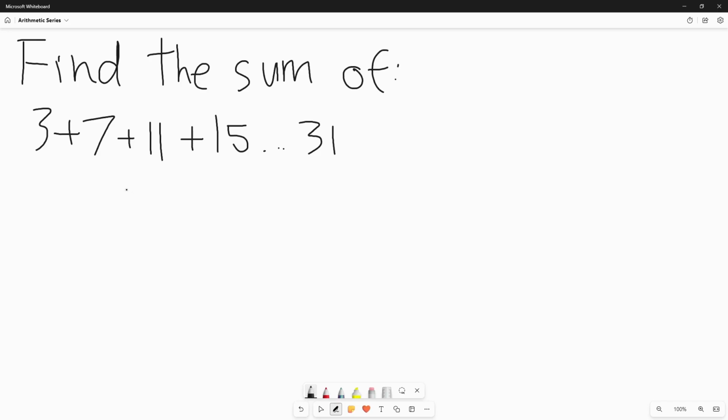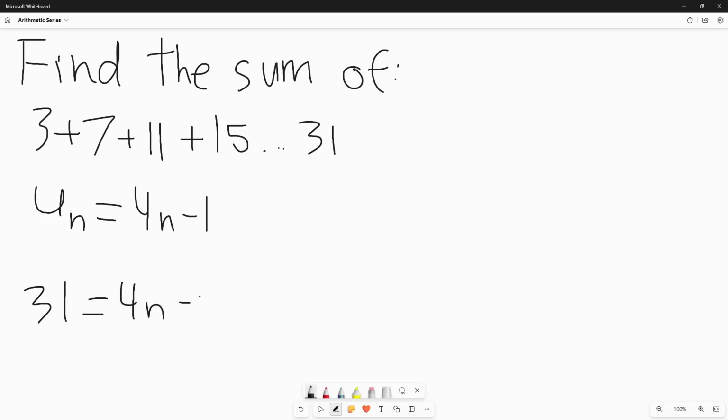As we learned in our arithmetic sequences video, we can find the position of any term using the general term formula, which is un equals, this time is going to be 4n because the difference between each term is 4, minus 1. And let's replace 31 for un because that's the term we're trying to find the position of. 4n minus 1. And this is 32 equals 4n, which means n equals 8. So there are 8 terms in total, and 31 is the 8th term.